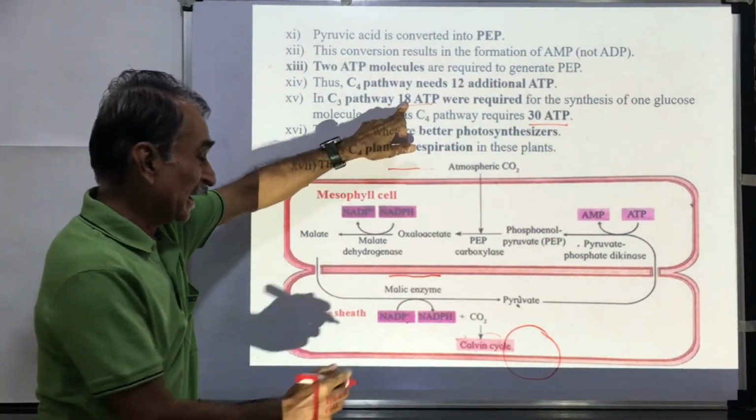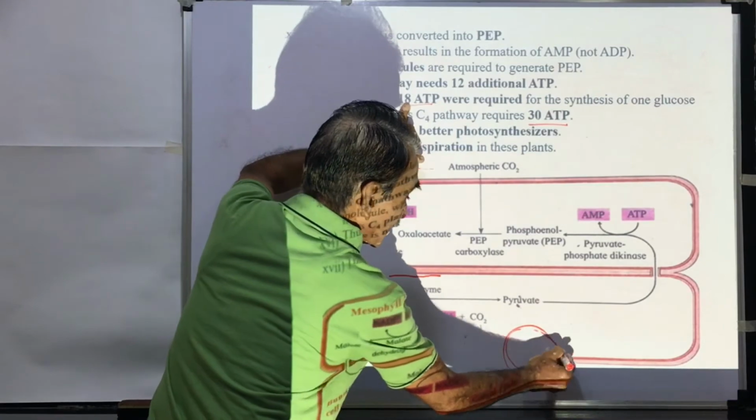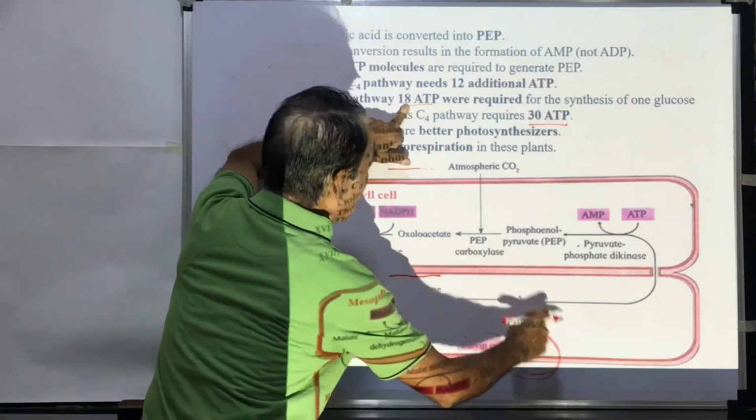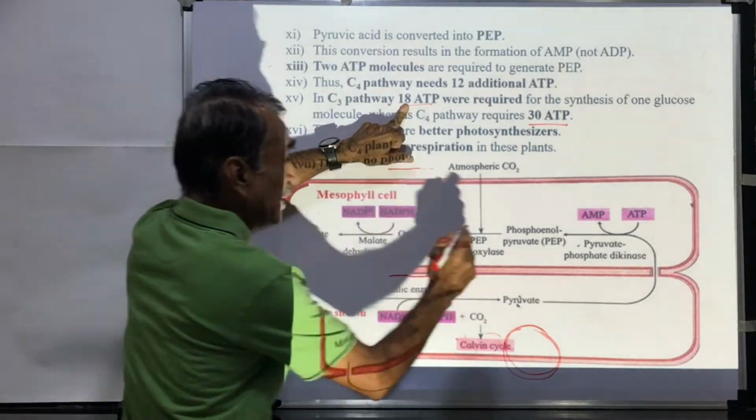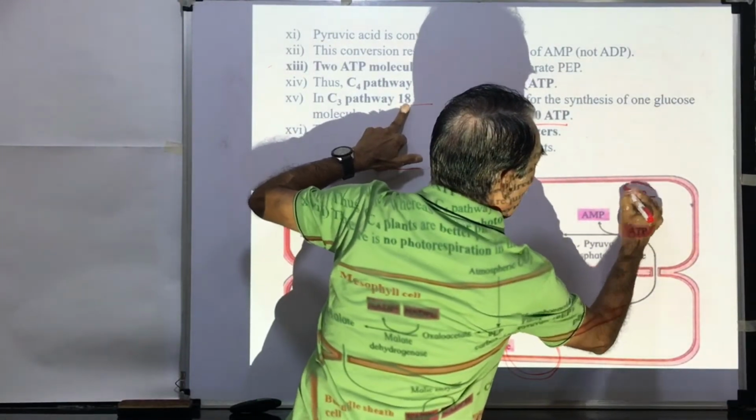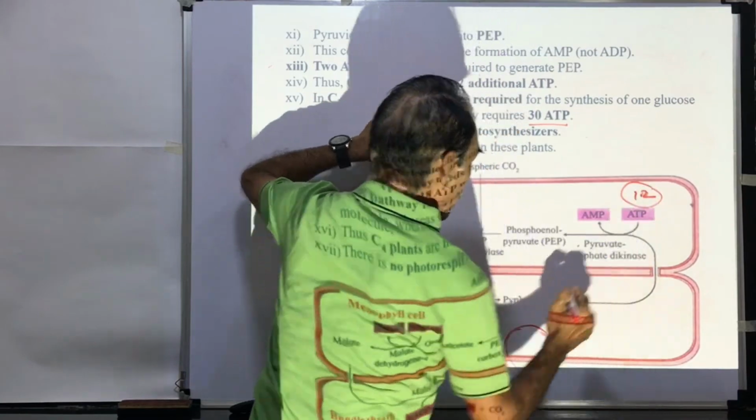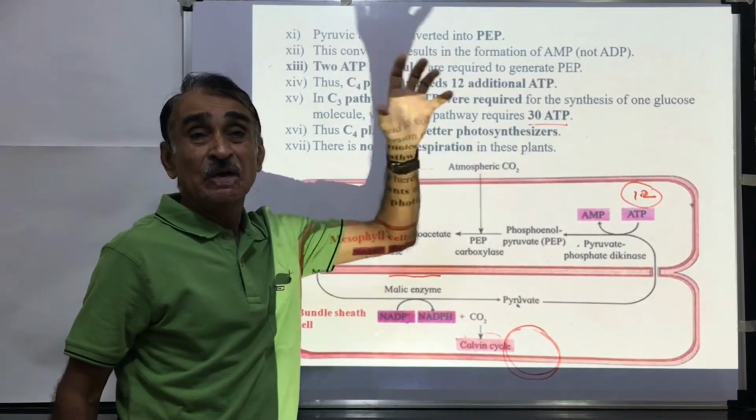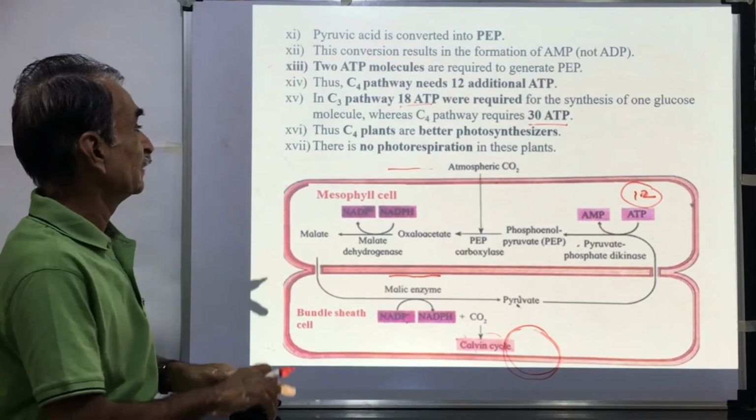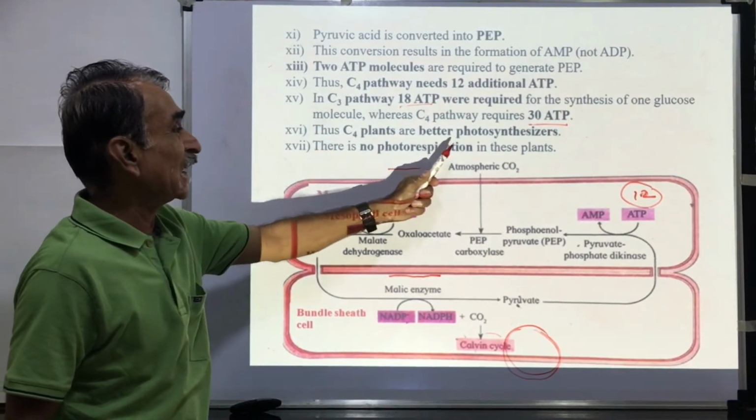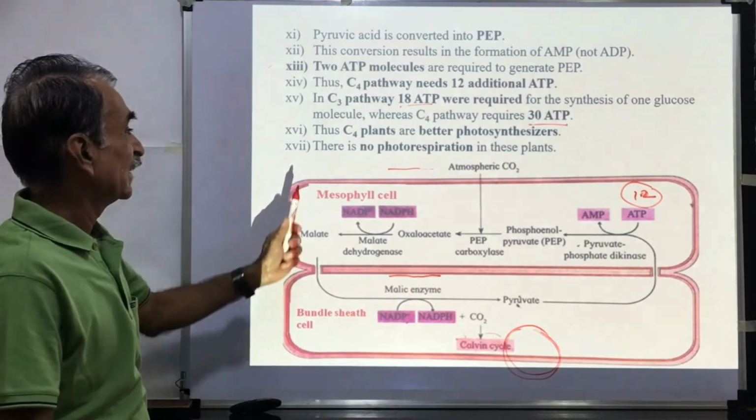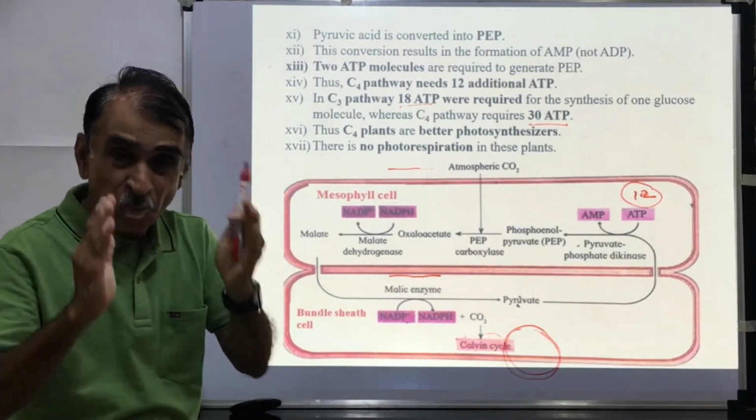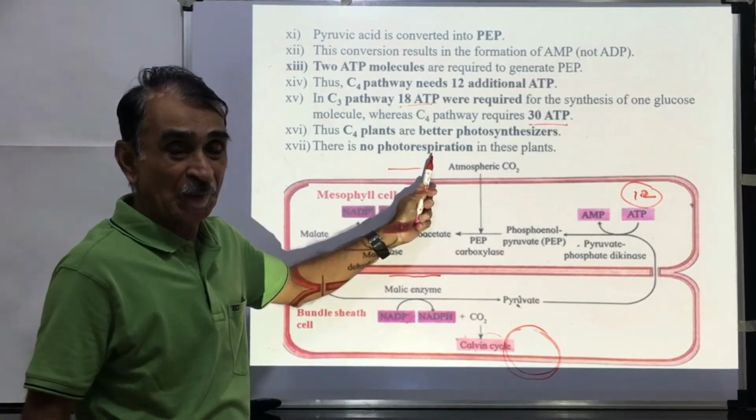Means 18 ATP in the Calvin cycle, and here 12 ATP are required. 12 plus 18, that is 30 ATP molecules are required to generate one molecule of glucose. Thus, C4 plants are better photosynthesizers. There is no photorespiration in C4 plants.